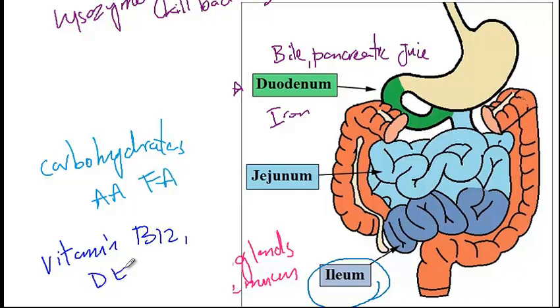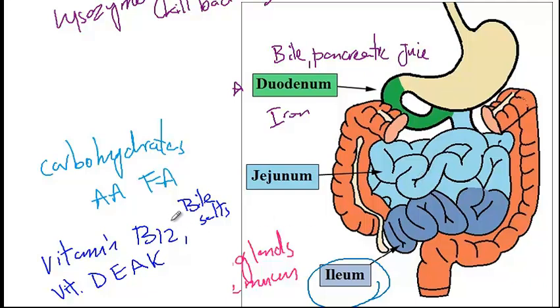Vitamin D, vitamin E, vitamin A, and vitamin K. These are all examples of fat-soluble vitamins. So these are also being absorbed in the ileum. And then finally, bile salts are being absorbed also inside the ileum.